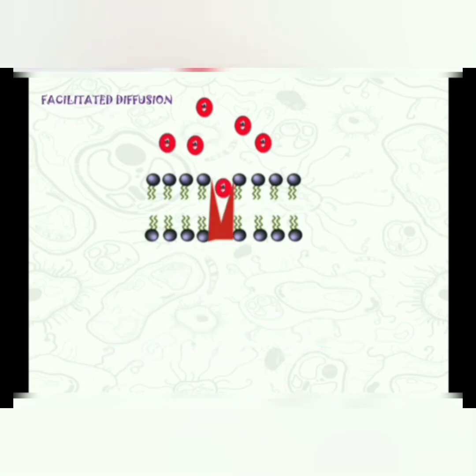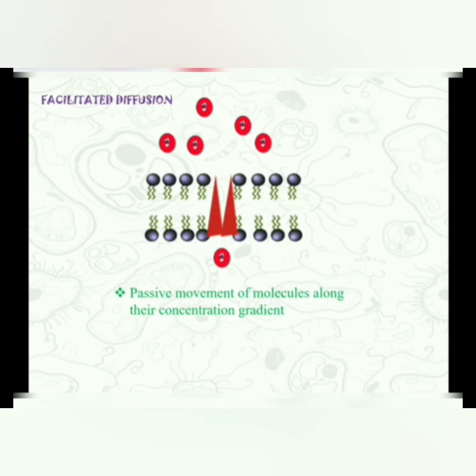Facilitated diffusion. Facilitated diffusion is a form of facilitated transport involving the passive movement of molecules along their concentration gradient, guided by the presence of another molecule, usually an integral membrane protein forming a pore or channel. It does not require energy. It is more rapid than simple diffusion. Example, absorption of fructose, glucose transport.